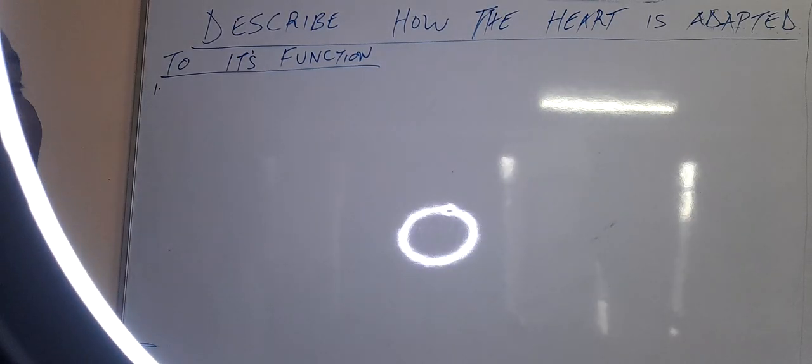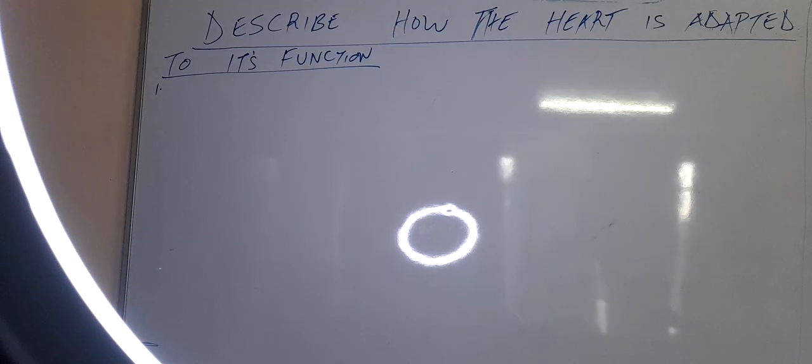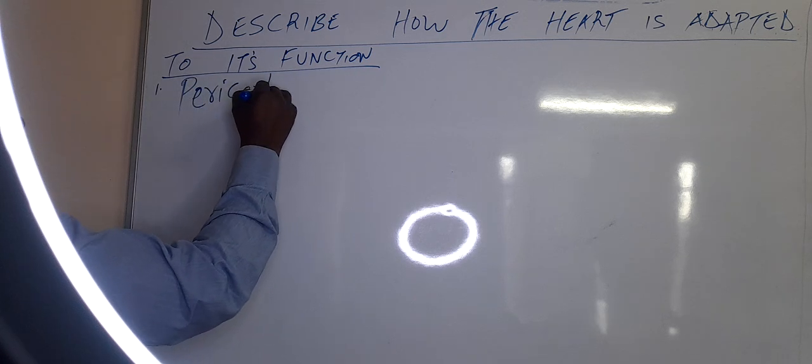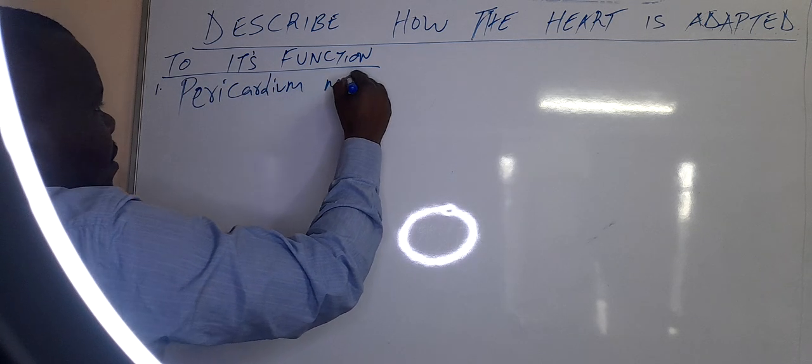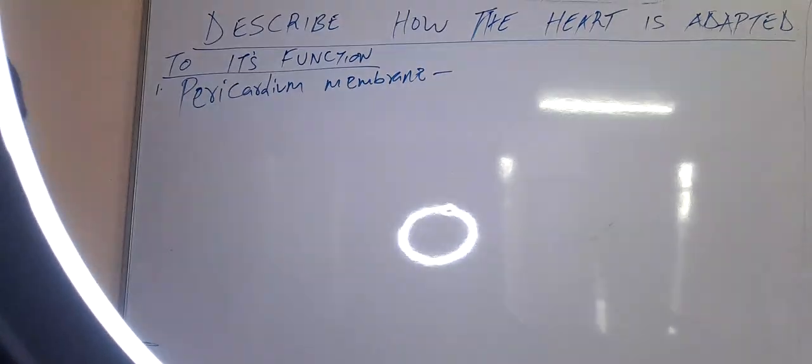Today let's discuss how the heart is adapted to its function. The first adaptation, we can speak from the external section and then the internal section. From the external section, the heart is covered by something called the pericardium membrane. The pericardium membrane is just a covering.